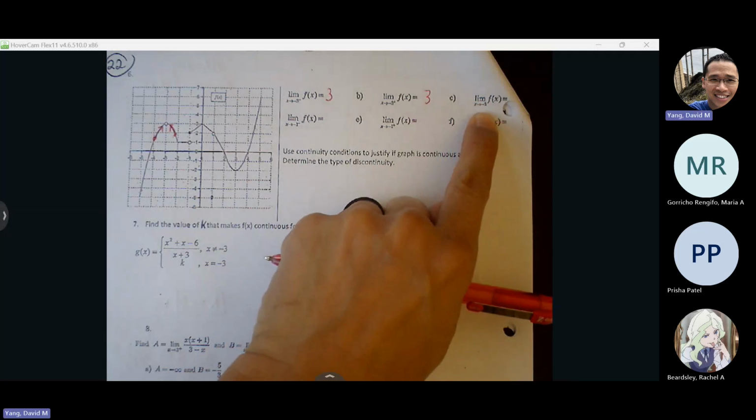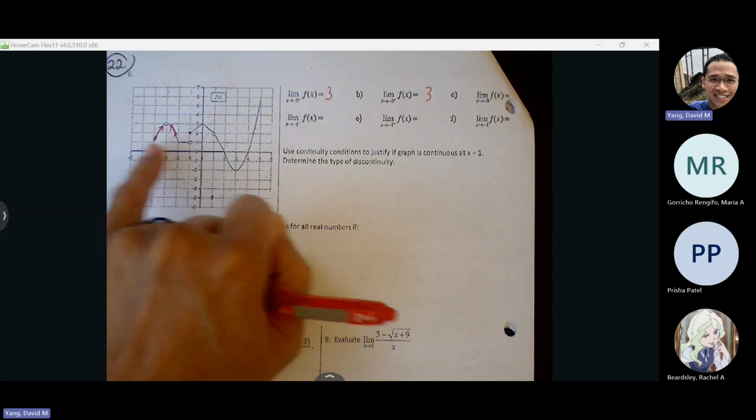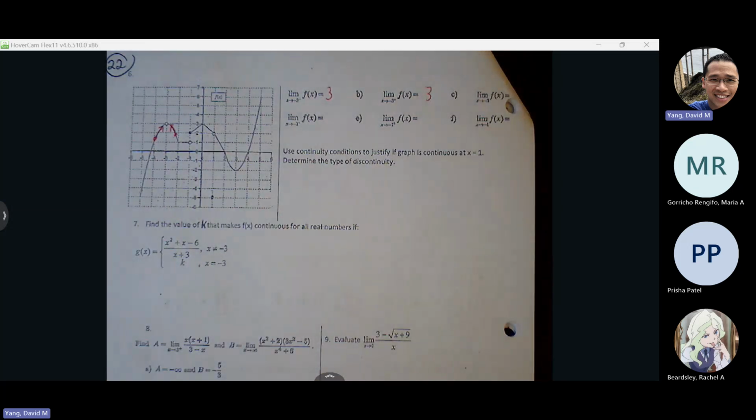Limit as x approaches -3 in total. So this is the full limit. The full limit does exist because both sides are giving me arrows headed towards that same y value.